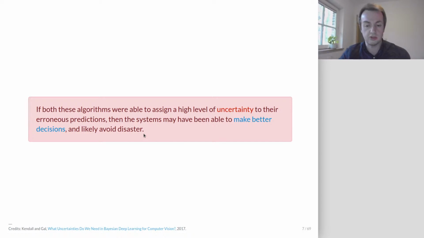So of course, it's always a trade-off between making correct predictions and profiting from the reward that you would get from this, and making a wrong prediction and then having to pay the price for this incorrect prediction.